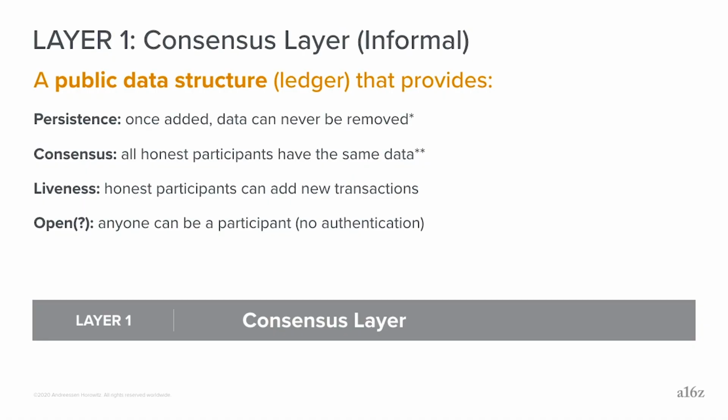First of all, the consensus layer makes sure everybody sees the same data. So it provides persistence. Once data gets added to the blockchain, it can never be removed. There's an asterisk there because there's a caveat. The caveat is a 51% attack. So under certain assumptions about malicious behavior, the data can never be removed.